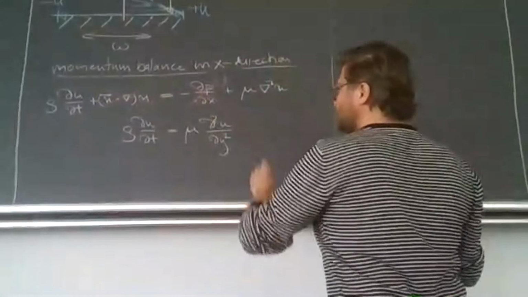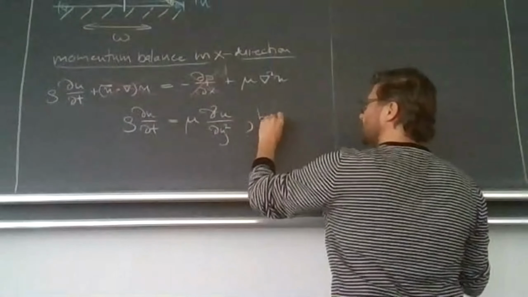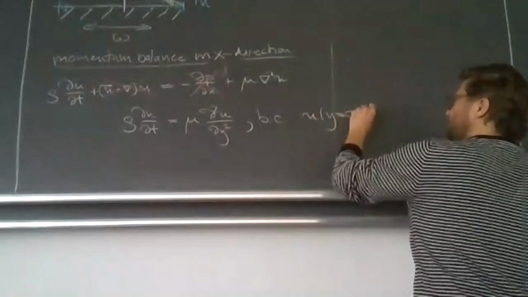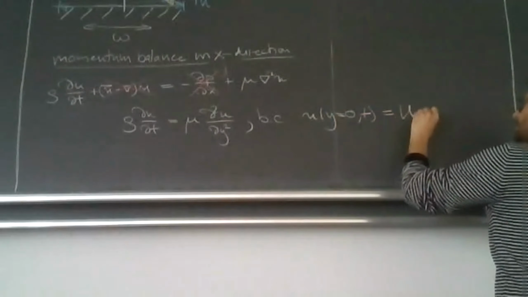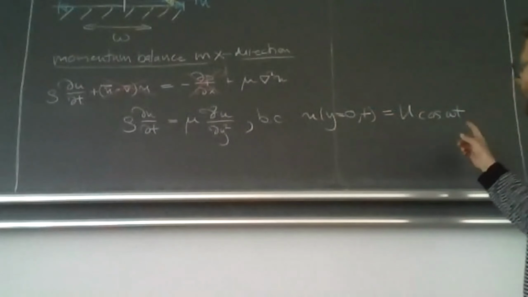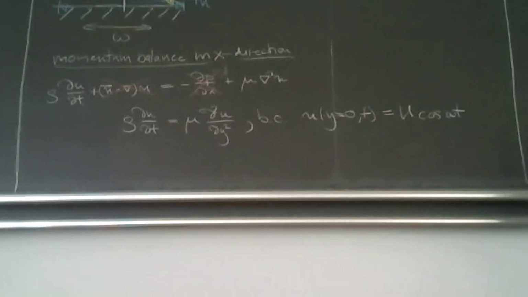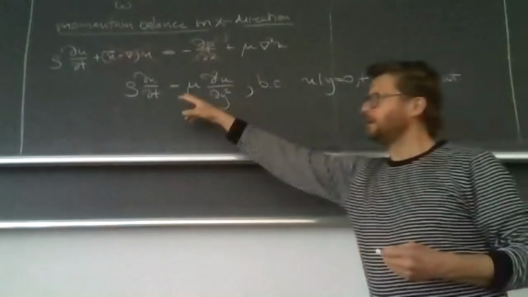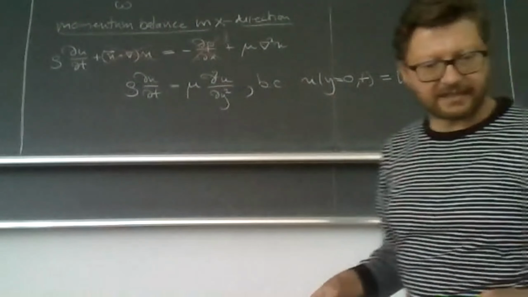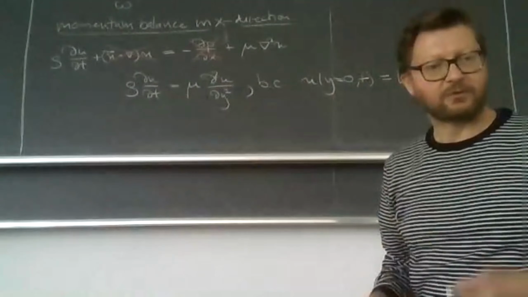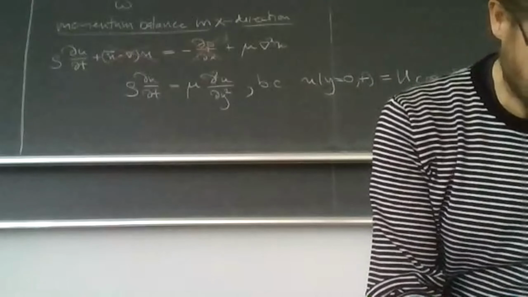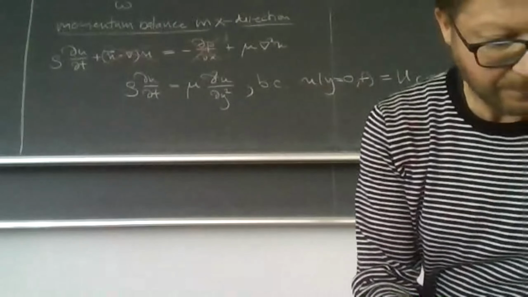Now, together with this equation, there's also a boundary condition, namely u at y=0 as a function of t is equal to U times cosine omega t. This is essentially just describing the oscillating wall. The solution of this equation is something you learn in a calculus class. It's relatively straightforward. You can look it up in books. I just want to write down the solution for you.